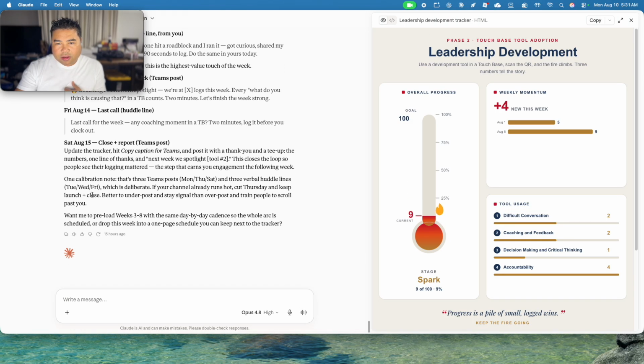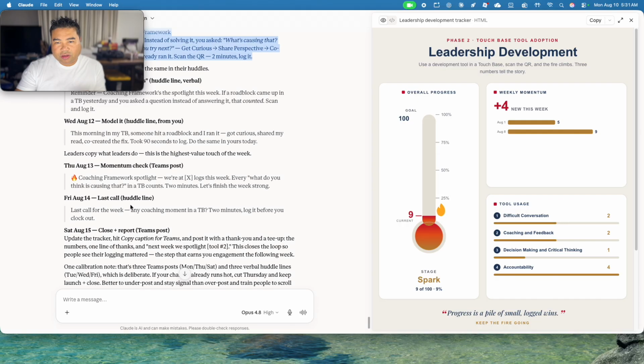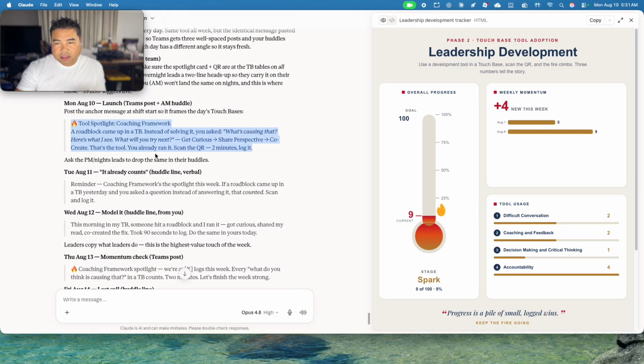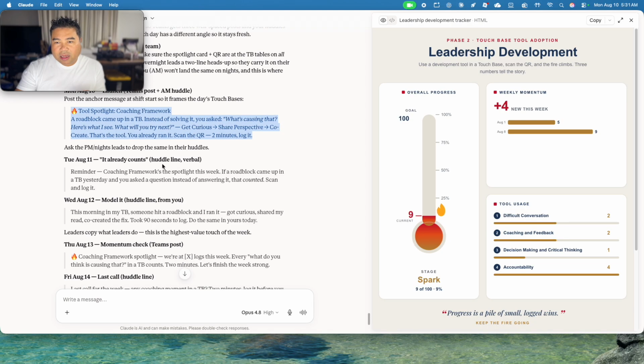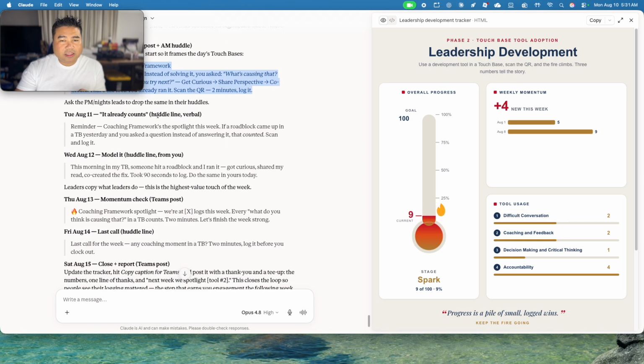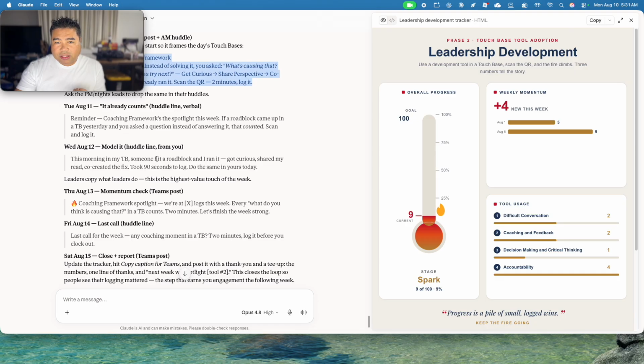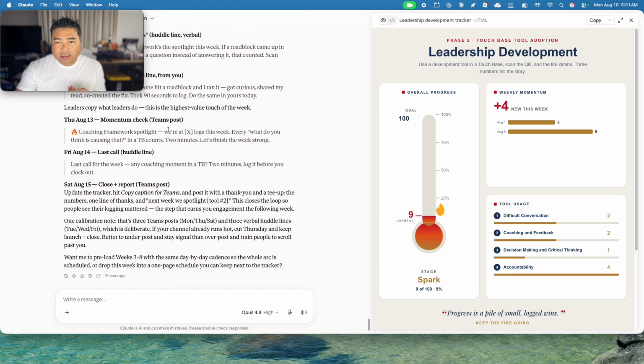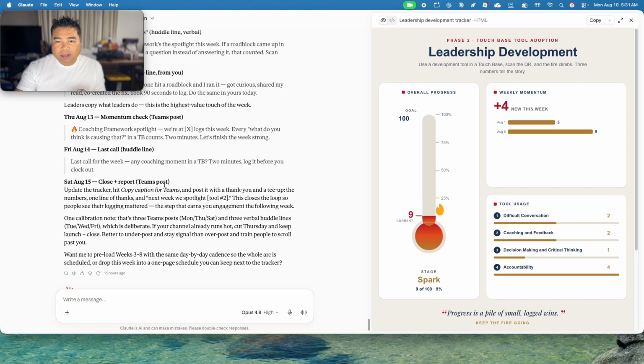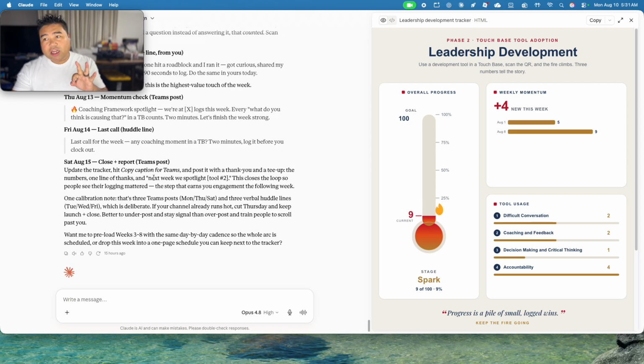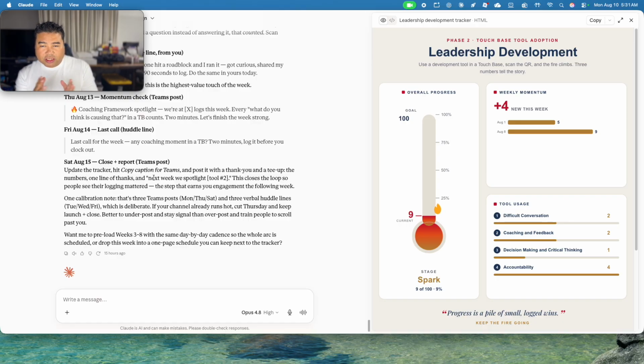One calibration note: the three Teams posts are Monday, Tuesday, Thursday, Saturday. Three verbal huddles. Oh, okay, there's a difference. So we've got Teams post on Monday, huddle or verbal communication on Tuesday, Wednesday's another huddle message, Thursday's a Teams post, Friday is a huddle message, and then Saturday. So three electronic Teams communications and another three in-person, kind of impromptu chats. Since I work Wednesday through Saturday, I'll have to adjust the Teams messages and the posting.